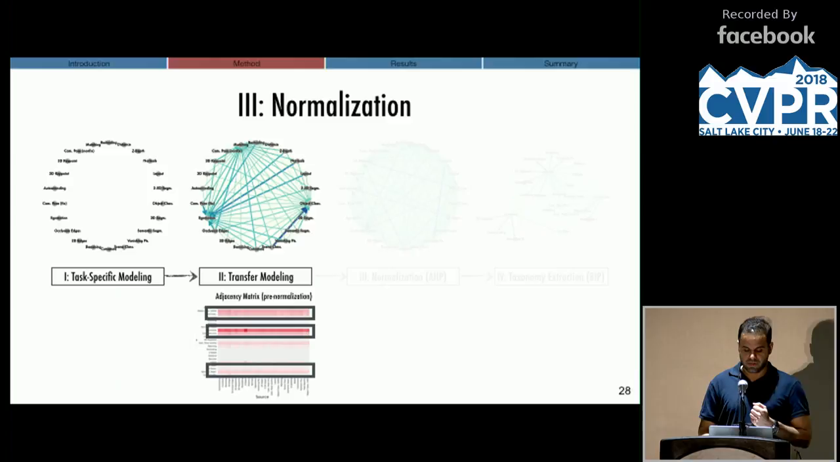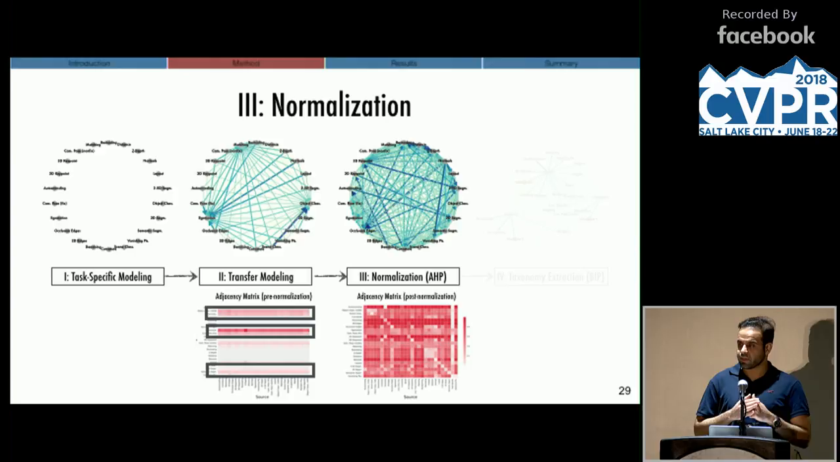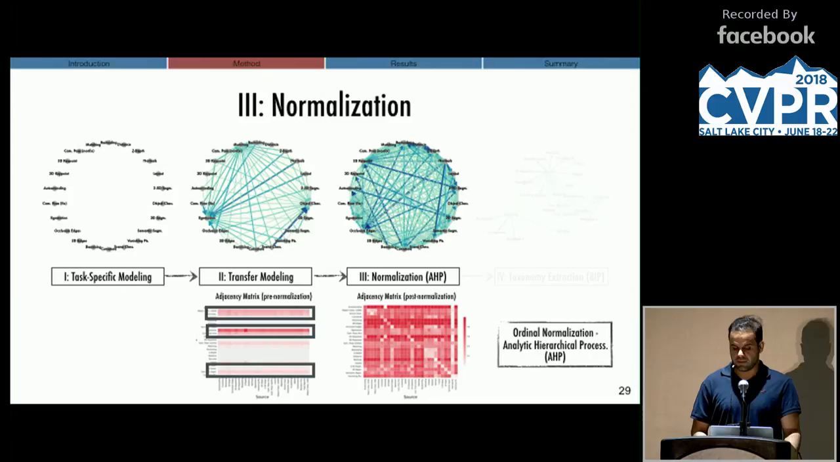So we normalize this matrix using an ordinal scheme called analytic hierarchical process. I'm not going to get into too much detail about that, but briefly, we adopted an ordinal scheme since it makes fewer assumptions about the numerical properties of the output spaces compared to linear normalization or similar parametric approaches, and we found that to be crucial. We have more details of this in the paper and the poster. All right, so at this point, we have our affinity matrix, the complete graph of relationships completely normalized.